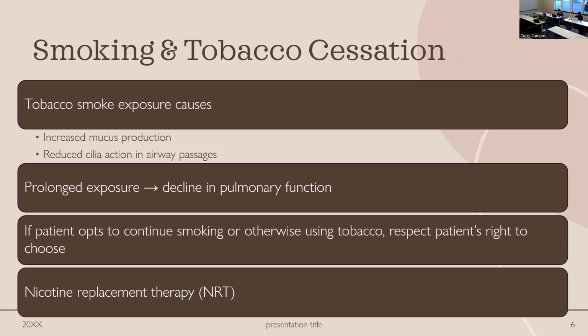Use a patient-centered approach. We want to respect the patient's autonomy if they don't want to quit or aren't ready to. They're not going to quit if they're not ready, but we can provide assurance and respect their wishes. Some available nicotine replacement therapy resources are patches, gum, lozenges, and counseling services.